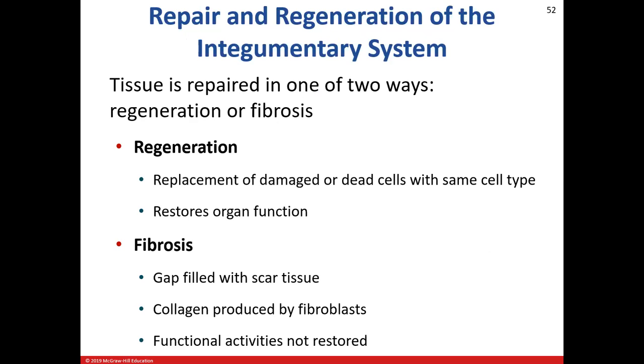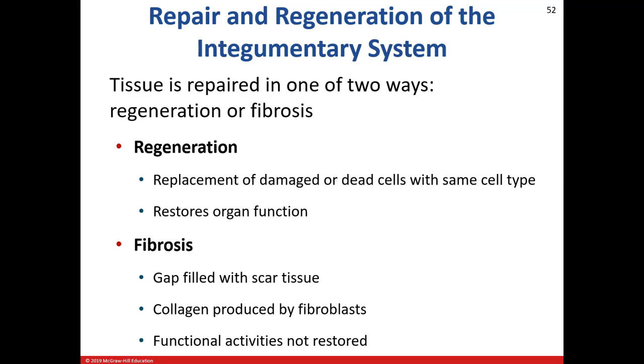So how do we repair and regenerate different parts of the integumentary system? Well, obviously, if you have a small injury or cut the skin or open up the skin in some way, the cell has to be able to regenerate it. One of the ways it does this is through regeneration. Regeneration is the replacement of damaged or dead cells with the same cell type. And what this does is it restores the organ function, okay?